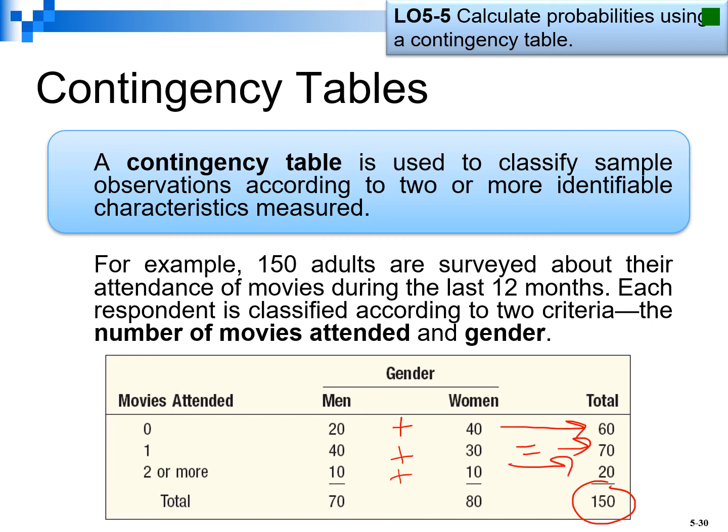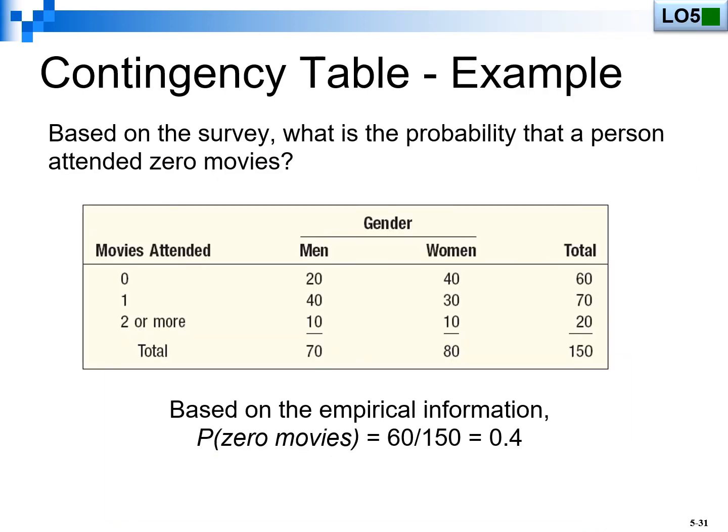Now, if I added them down, you get 20 plus 40 plus 10 gets you to 70. 40, 30, 10 gets you to 80. And then watch this. 70 plus 80 gets you to 150. 60 plus 70 plus 20 also gets you to 150. So everything in the lower right-hand corner of these tables is the total number in your sample. Everything needs to add up to that lower right-hand number. But these are all called contingency tables.